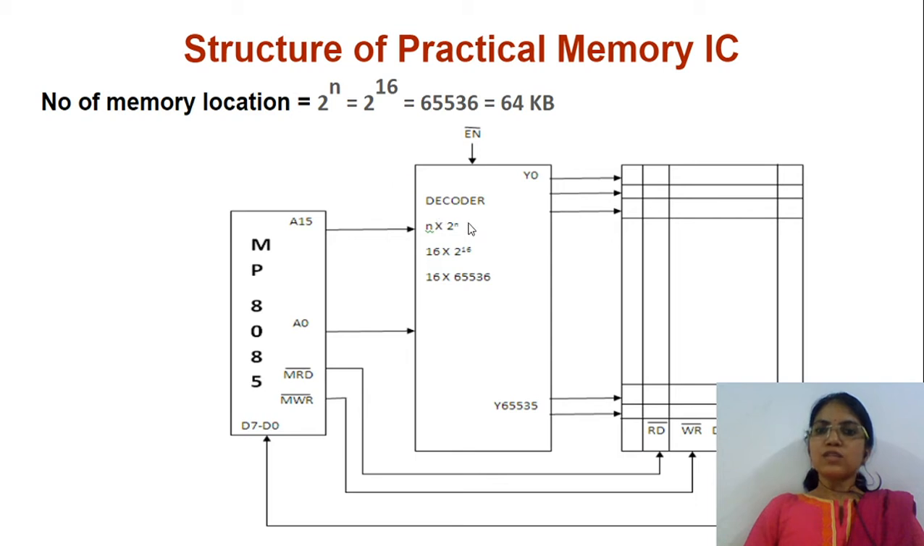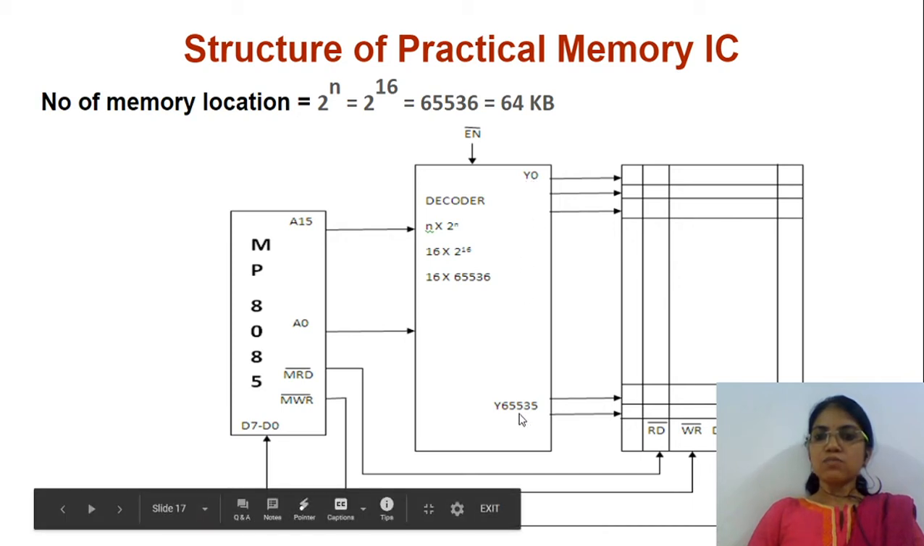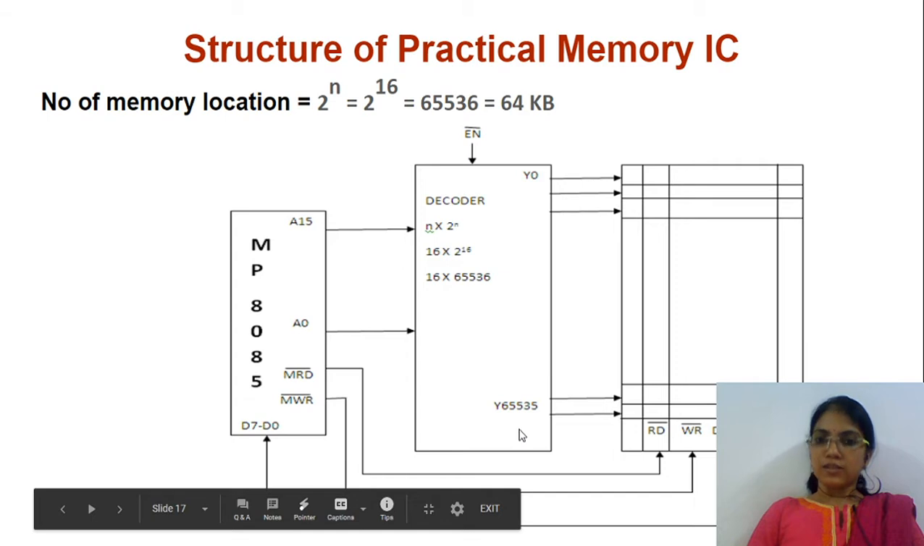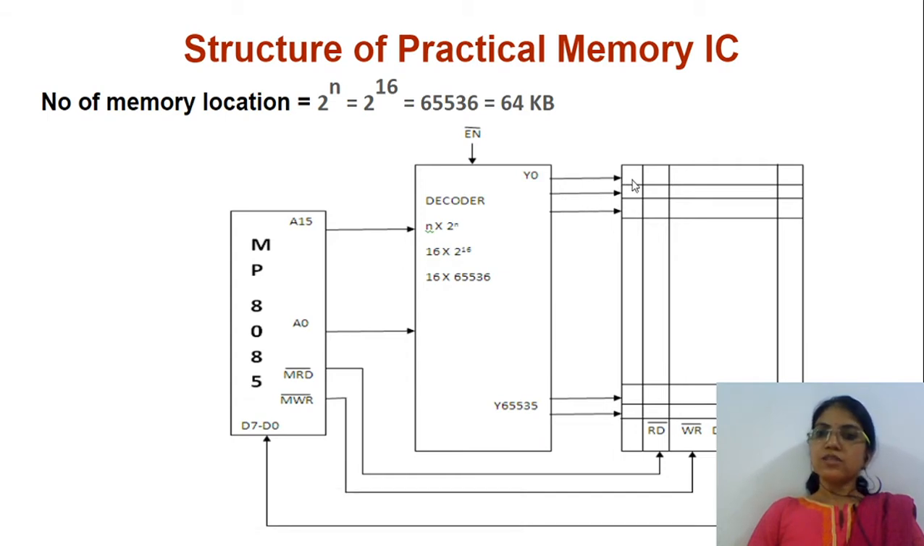So we are calculating the output of the decoder. The output of the decoder is calculated by using 2 raised to the power n. So we are using that formula here. 2 raised to the power 16 is 65536. That means the decoder has 65536 outputs. That's why I have written here Y0 to Y65535. So a total of 65536 outputs of the decoder are there, and each output is connected with one memory location.